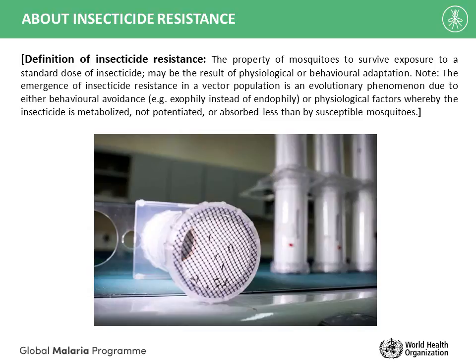Insecticide resistance is a threat in the fight against malaria. Resistance is defined as the property of mosquitoes to survive exposure to a standard concentration of insecticide that would otherwise be fatal. It is important to point out that the emergence of insecticide resistance in vector populations is an evolutionary phenomenon, and the increase is associated with the selection pressure from the use of insecticides.